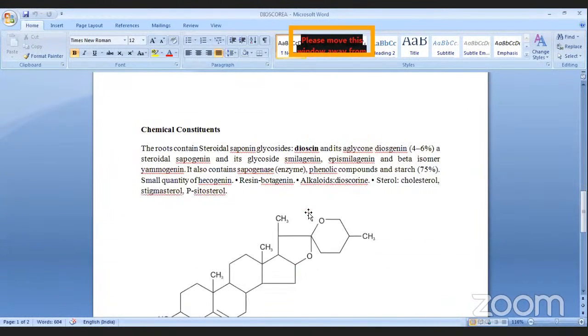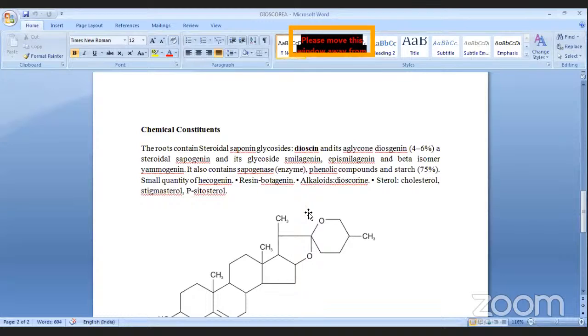Okay, next is the chemical constituents. Dioscorea mainly contains 75% of the starch. They are not edible. They are non-edible.